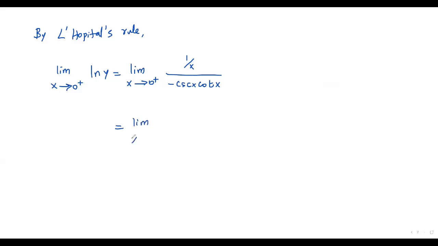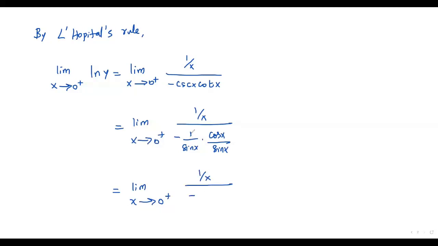So let's do that. Limit x tends to 0 plus 1 over x divided by negative. Cosecant is the reciprocal of sine, so we can write this one as 1 over sine x. And using trigonometric ratios, we can write cotangent x as cosine x over sine x. Okay, so now limit x tends to 0 plus 1 over x over negative 1 times cosine x is cosine x, and sin x times sin x is sin square x.